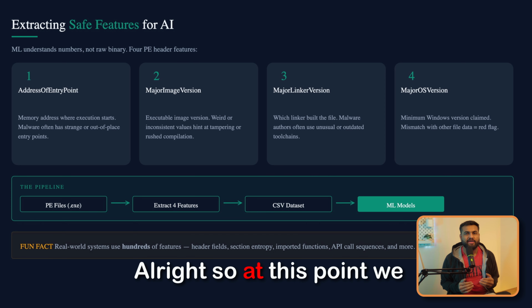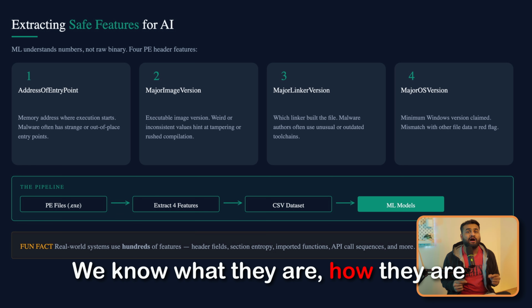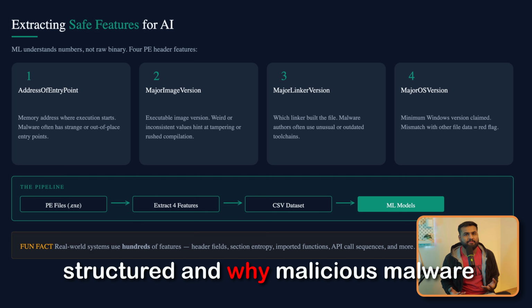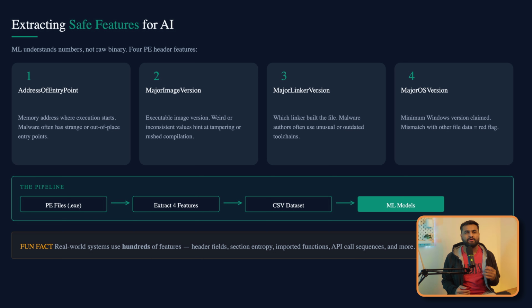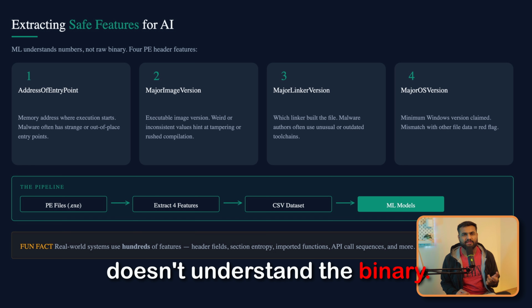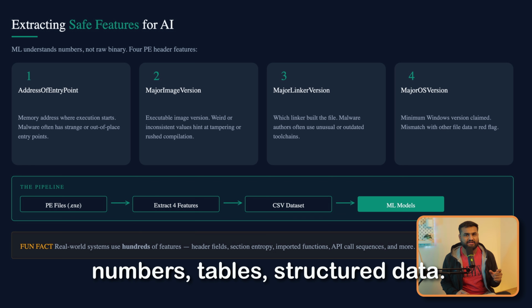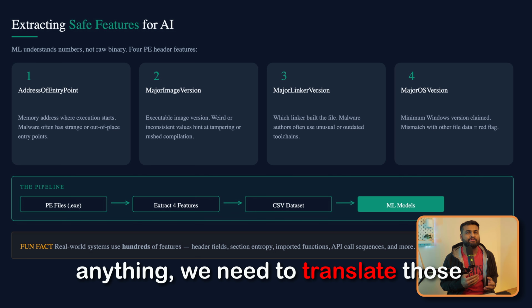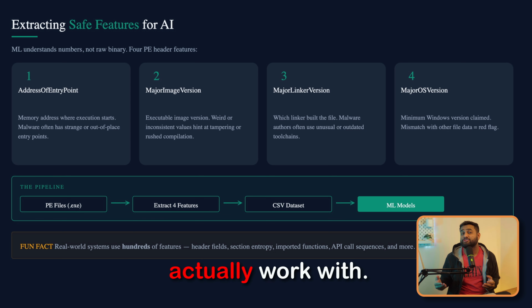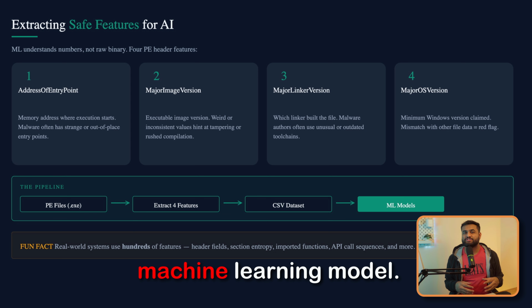All right. So at this point, we understand PE files. We know what they are, how they're structured, and why malware hides inside them. But here is the problem. Machine learning doesn't understand binary. It doesn't understand the raw executable file. It understands numbers, tables, structured data. So before we can use AI to detect anything, we need to translate those files into a format that a model can actually work with.